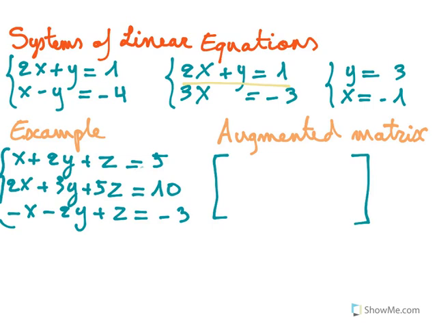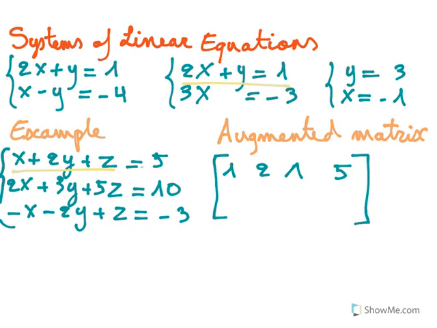What are the numbers in this augmented matrix that is associated with this system of linear equations? Well, on the first row, it contains the coefficients of x, y, and z. So the first equation is x plus 2y plus z. So the coefficient of x is 1, the coefficient of y is 2, and the coefficient of z is also 1. Then on the final position, we get the number that's on the right-hand side of the equation, and that's 5.